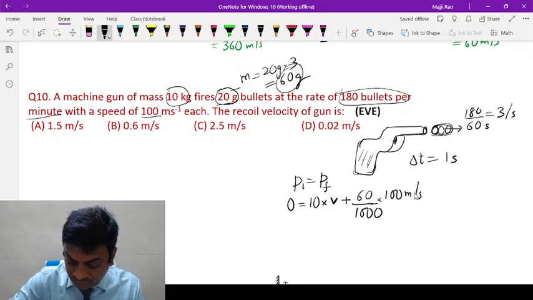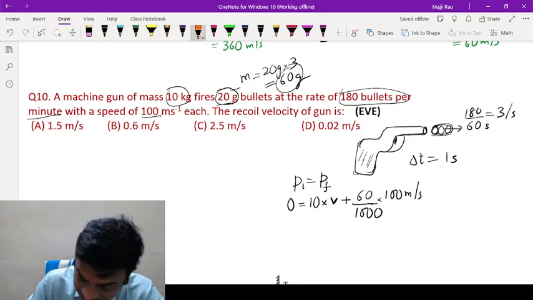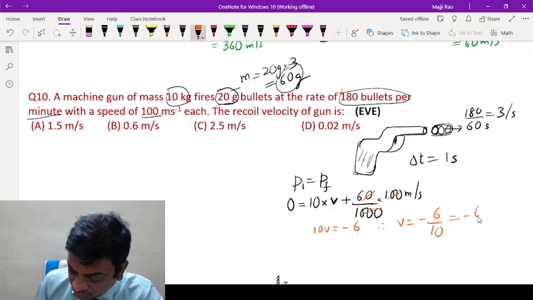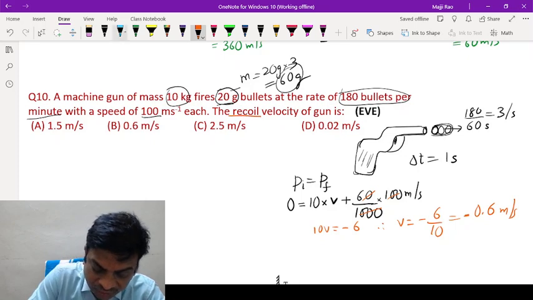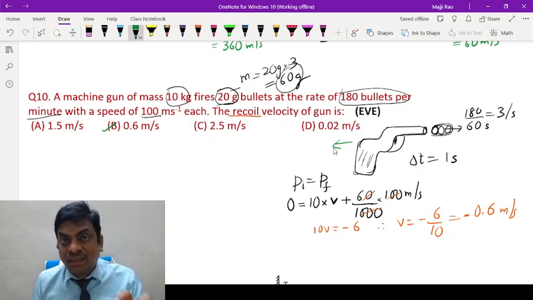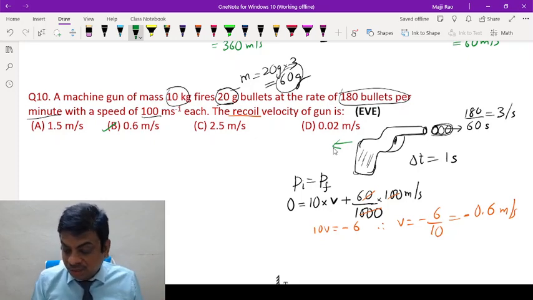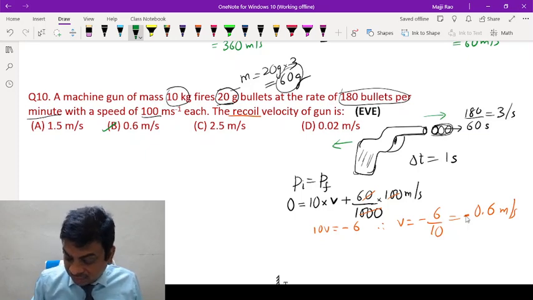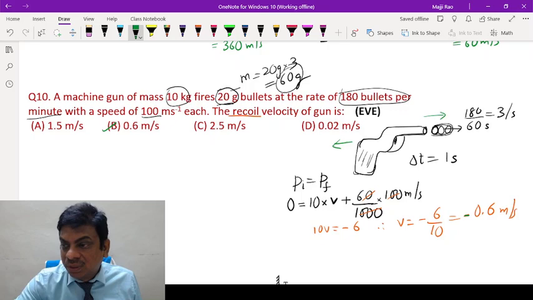Okay. So here we can cancel whatever gets cancelled. So 3 zeros get cancelled here. So 10V is equal to minus 6. So V is equal to minus 6 by 10, that is minus 0.06 meter per second. The minus indicates that it is a recoil velocity, okay? Because it moves opposite to the direction in which bullets are coming out. Bullets are coming out in the forward direction, so automatically the gun will recoil in the backward direction. So because of that backward direction, you have a minus sign. Moving on to the next question.